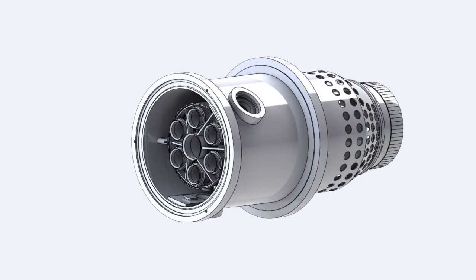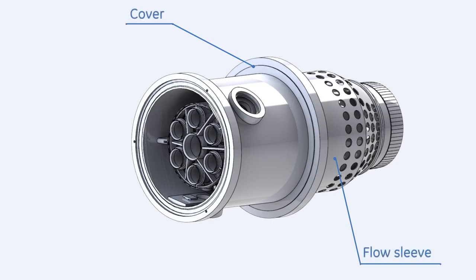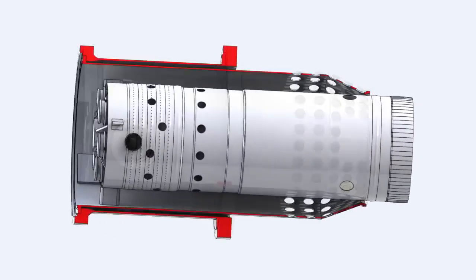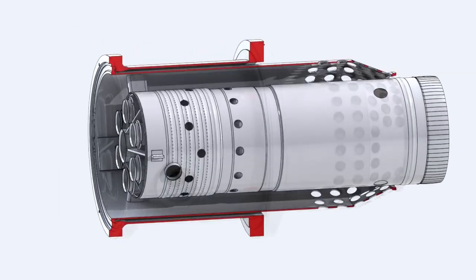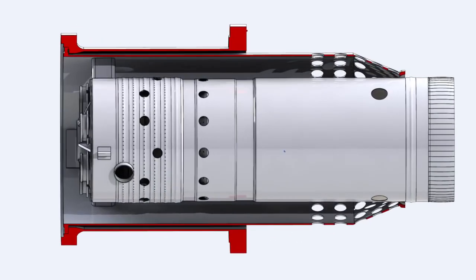The flow sleeve is mounted on the combustion chamber cover. The flow sleeve forces the air to move upstream, forming a uniform air jacket around the liner for precise combustion and cooling functions among the 14 chambers. The liner is the core of the combustion system. Inside the liner, air and fuel are mixed and burned, providing hot gases.